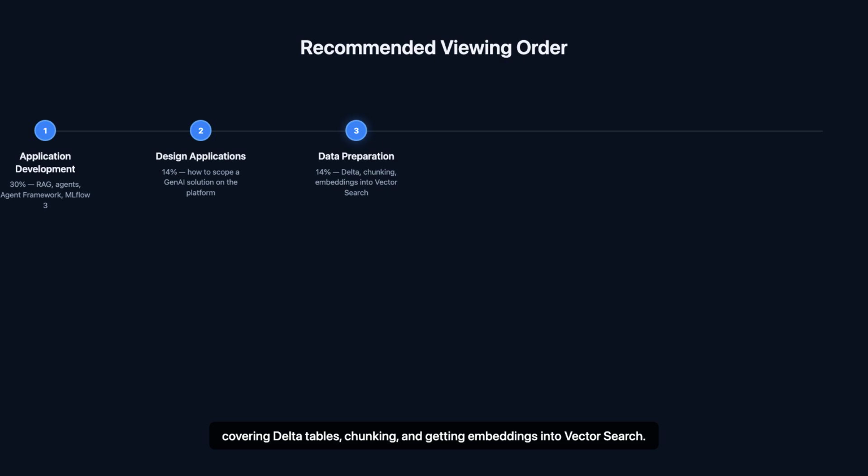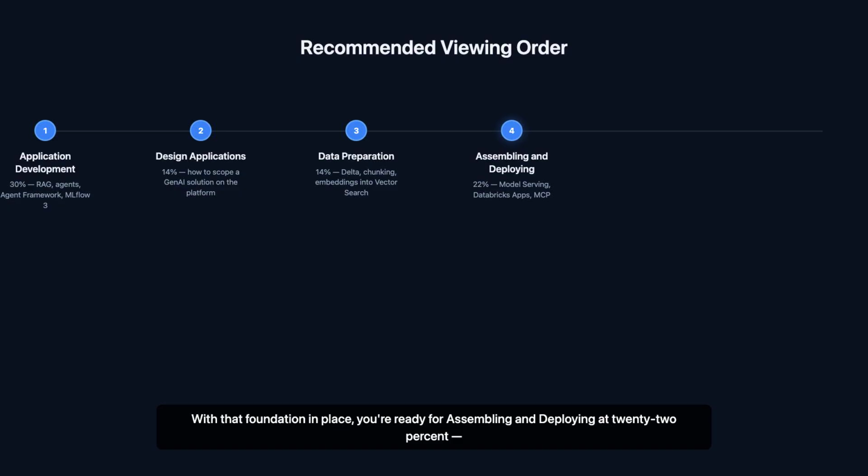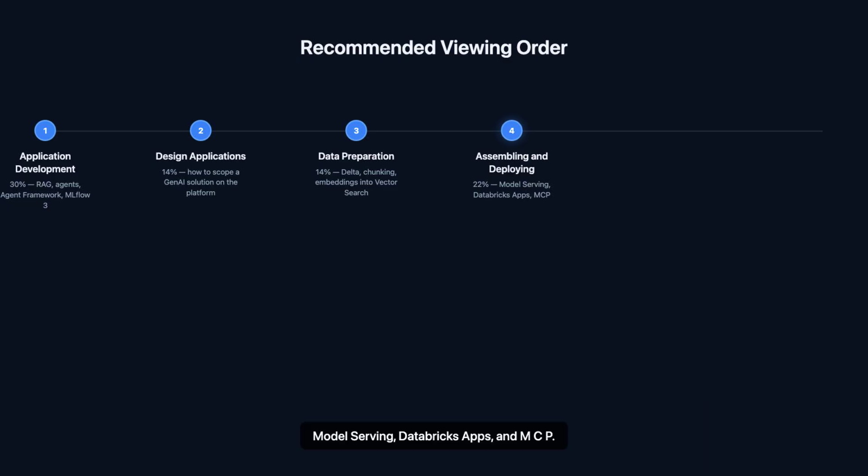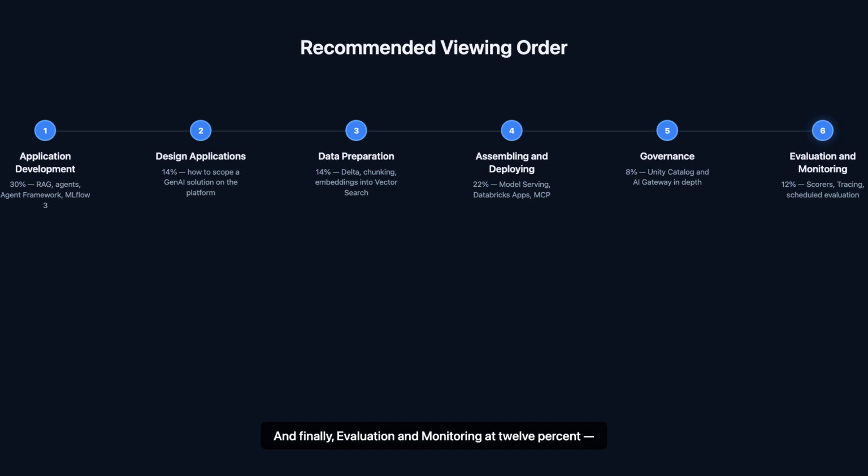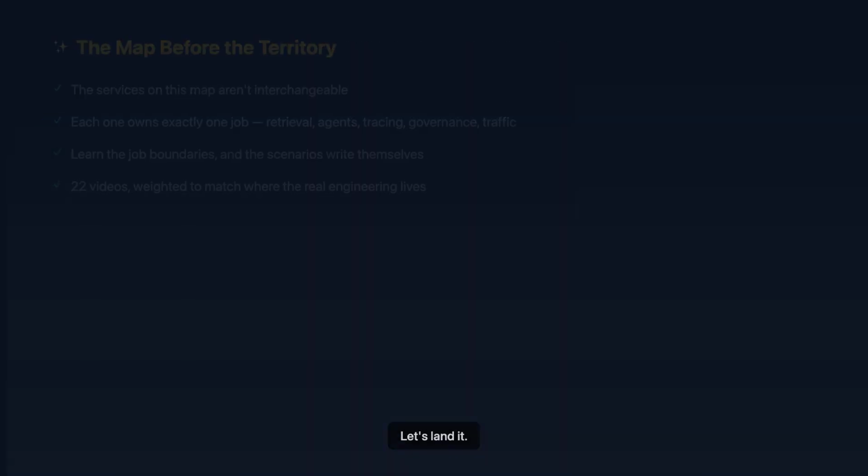With that foundation in place, you're ready for assembling and deploying at 22%, model serving, Databricks apps, and MCP. Next, governance at 8%, Unity Catalog and AI Gateway in depth. And finally, evaluation and monitoring at 12%, scorers, tracing, and scheduled evaluation against production traffic. That's the path. Let's land it.